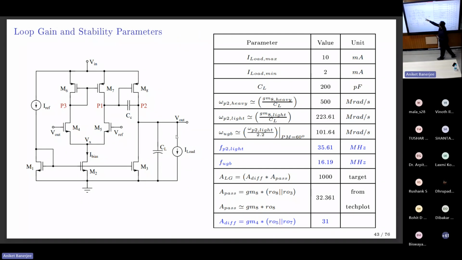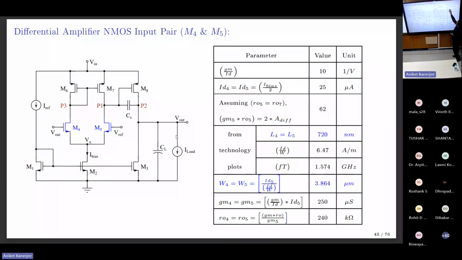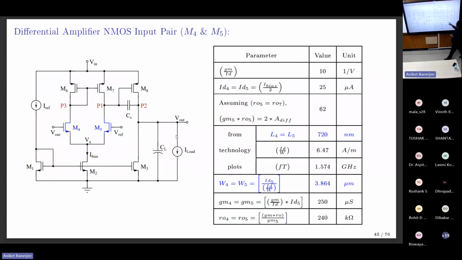my omega P1 is the dominant pole, so it is not tied to the DC gain. So I assume gm/ID of the NMOSFET to be 10, ID given as 25 microampere. This is the gain needed from M4, M5. From the tech plots, I choose 720 for a gain of 62. These values and W are taken from the tech plot. So this is the M4, M5 input pair.